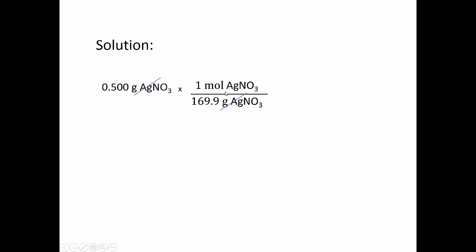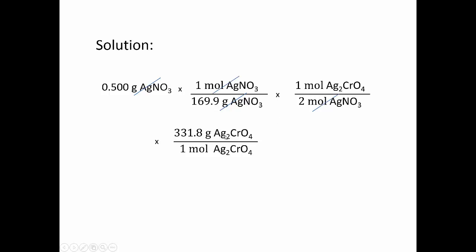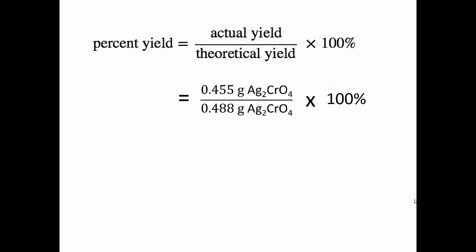We are left with 1 mole AgNO3. We will use 1 mole Ag2CrO4 is to 2 moles AgNO3, so that mole AgNO3 will be cancelled out. And to get the gram Ag2CrO4, we will multiply it by its molecular weight, which is 331.8 grams, cancel out with mole. You can get 0.488 gram Ag2CrO4. And this 0.488 gram Ag2CrO4 is what we call theoretical yield. Since we have already computed our theoretical yield and actual yield is given, we can now solve for percent yield.